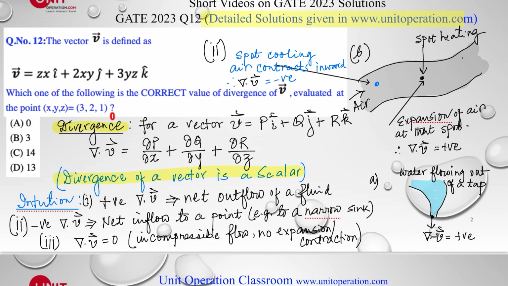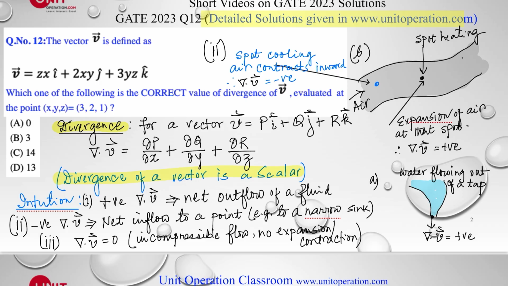Very quickly, the divergence of a vector in general, so this is a generalized expression of the vector, is given by this expression: del dot v vector, which is basically a derivative of the i component with respect to x, and the j component with respect to y, and the k component with respect to z. Remember that the divergence of a vector is a scalar. So this is a scalar quantity. As you can see, each individual item is a scalar quantity.